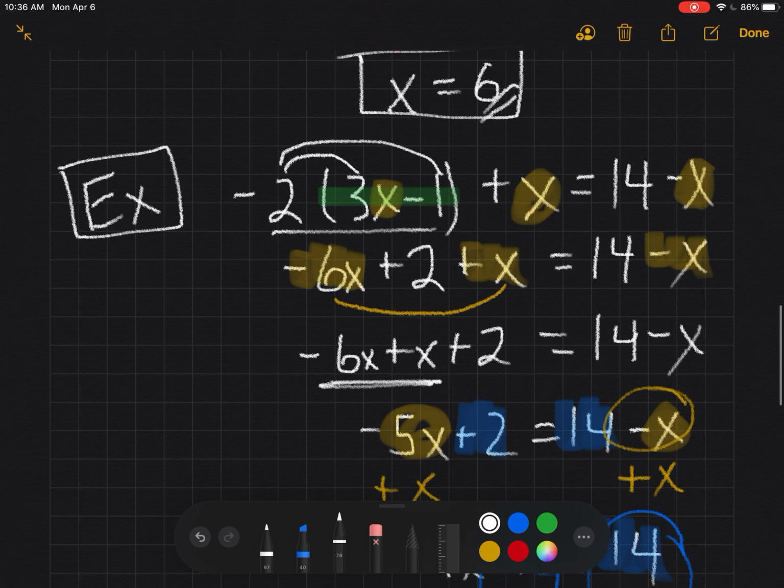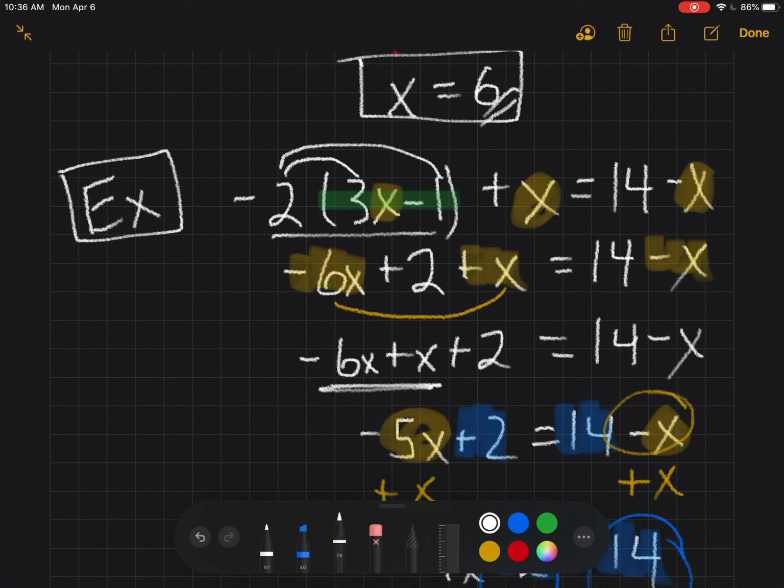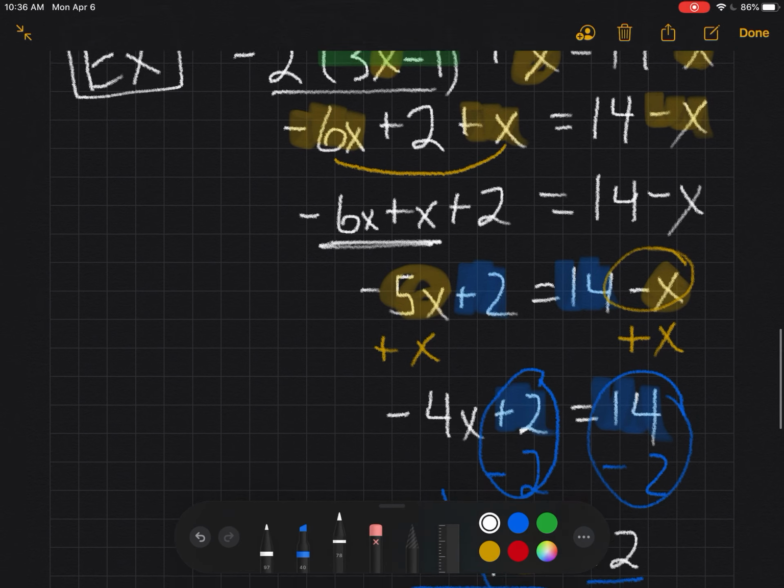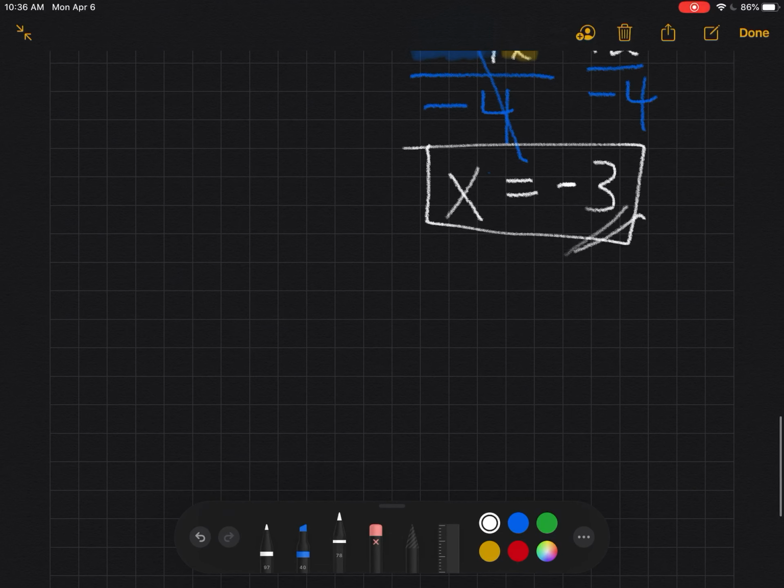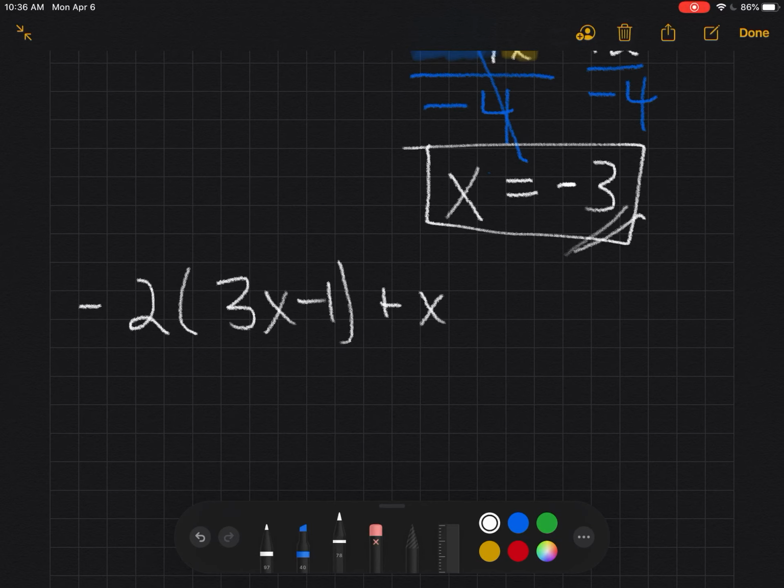And if you want to check your work, which is not a bad idea when you have an equation like this, you can go back to your original statement and plug in your answer for x and see if what you get is true or not. So let's go ahead and try that. I'm going to plug x into this equation. So my original equation that I started off with was -2 times 3x minus 1 plus x equals 14 minus x. And so I'm claiming that x is equal to negative 3.